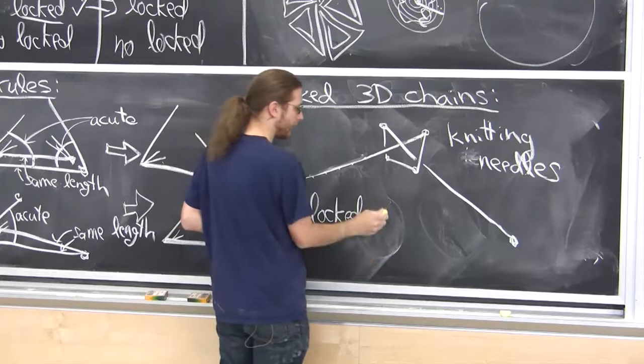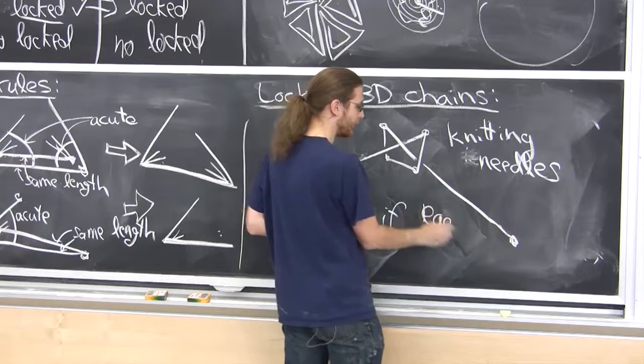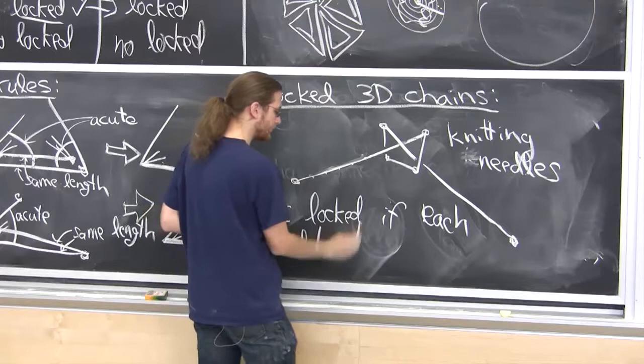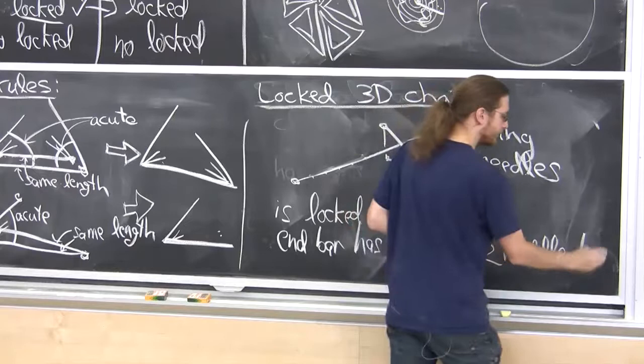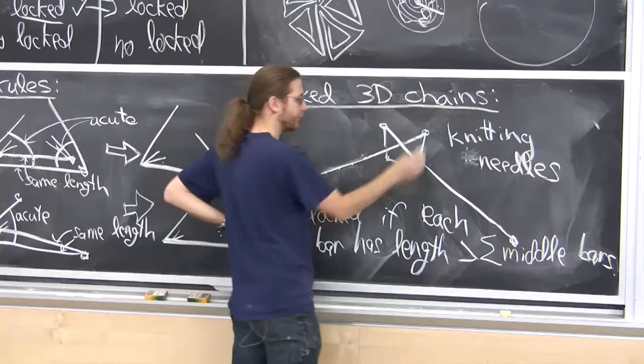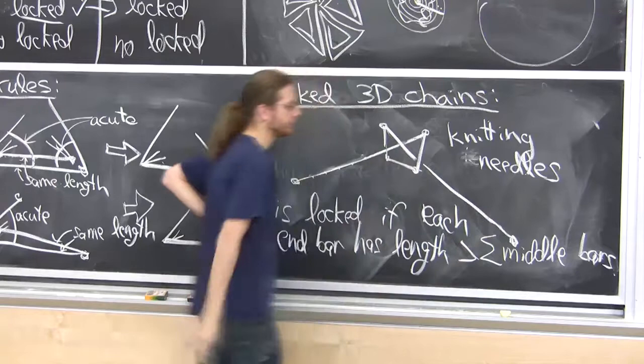provided each end bar has length strictly greater than the sum of the middle bars. So there's three middle bars here. Add up their lengths. It should be shorter than this one, and it should be shorter than this one. That's the cutoff. And I believe once it's the other way around, this is not locked.